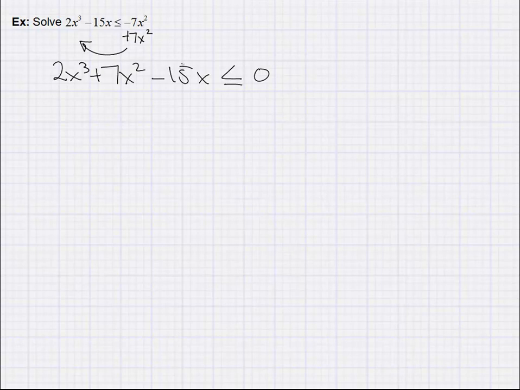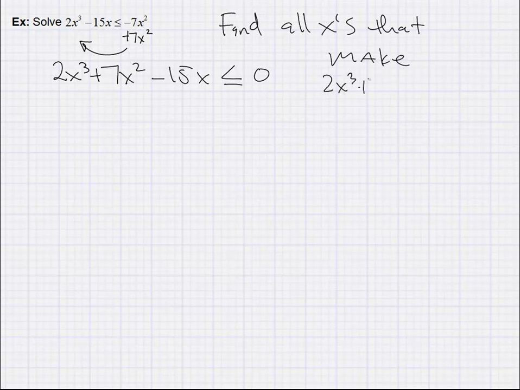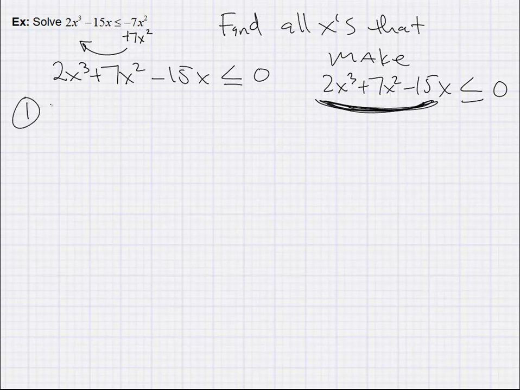So if I'm going to try and solve this polynomial inequality, I need to find all x's that make 2x cubed plus 7x squared minus 15x less than or equal to 0. Okay? So what x's can I plug in here that will give me a negative number or 0 is essentially what I'm trying to find. So the first thing we're going to do is find the zeros of 2x cubed plus 7x squared minus 15x.